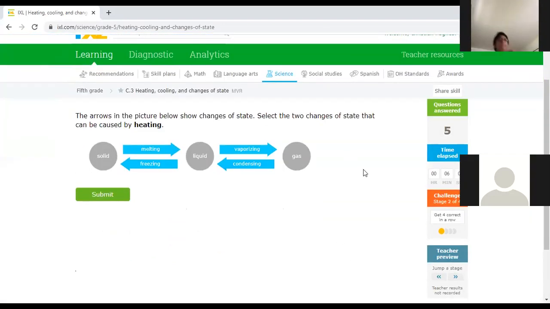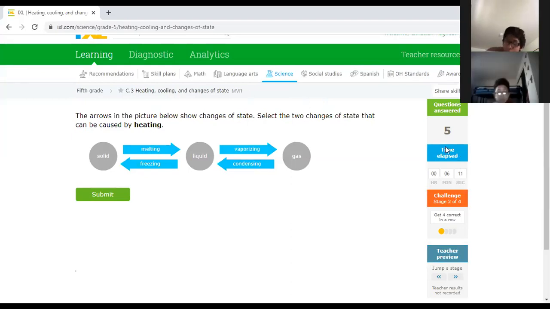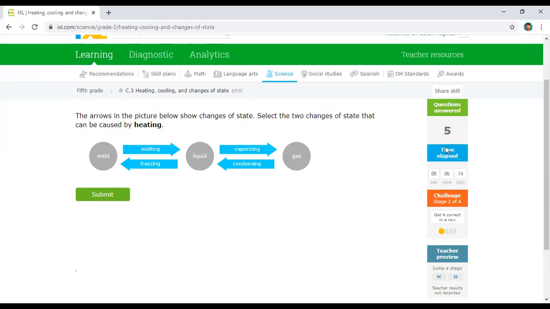All right, we're on the second part already. The arrows in the picture show change of state. Select two changes caused by heating. So we're selecting two arrows this time, so I want you to tell me both arrows. Stella. Melting and vaporizing.